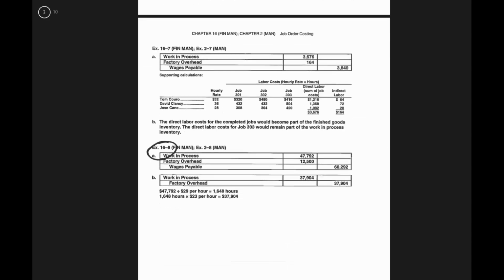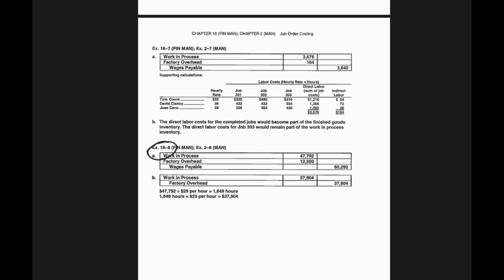Let's move to number 8. Entries for direct labor and overheads. This Schumacher manufactures RVs. They use a job order. Factory overhead is applied to jobs on the basis of a predetermined overhead rate of $23.